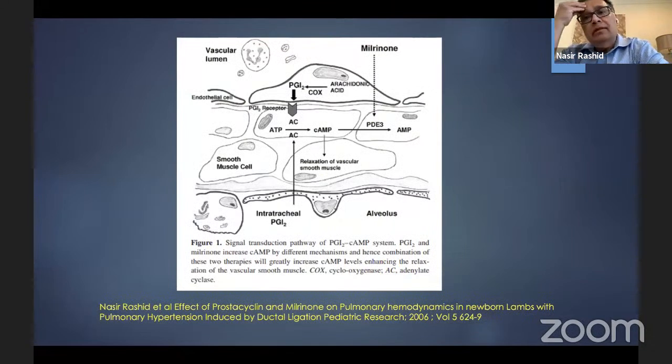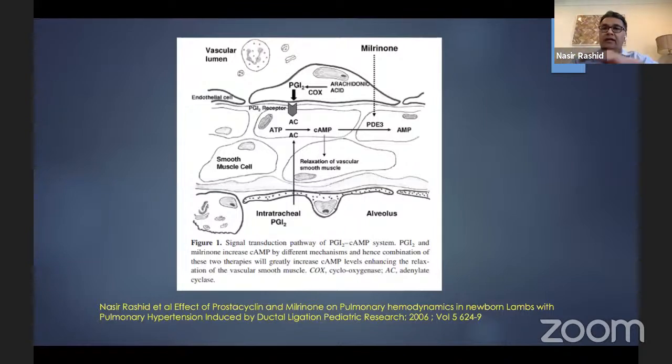Now, this is again, as I said, something I did about 15 or 20 years ago. This was on a lamb model. This study was done primarily on a lamb model to look at the utility of prostacyclin and milrinone in decreasing pulmonary vascular pressure. The purpose of doing this study was that my mentor was also from India, and at that time, nitric oxide was not available in both countries. So we both thought, let's do something that we can use in countries where nitric oxide is not available.